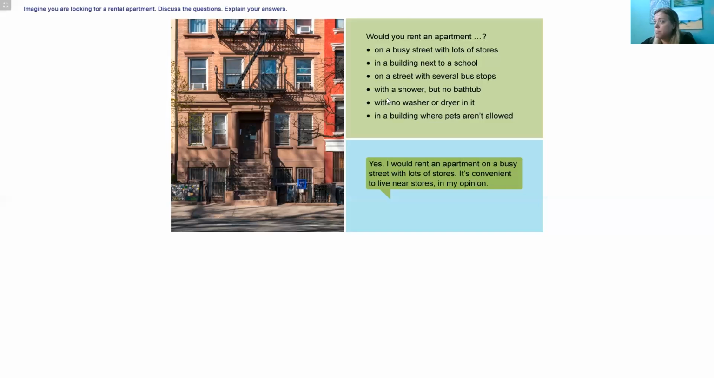Would you rent an apartment with a shower but no bathtub? Would you rent an apartment with no washer or dryer in it? Would you rent an apartment in a building where pets aren't allowed? These are questions we would consider when we're looking for an apartment.